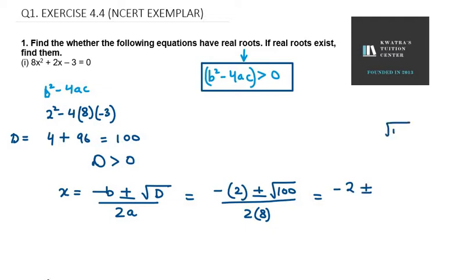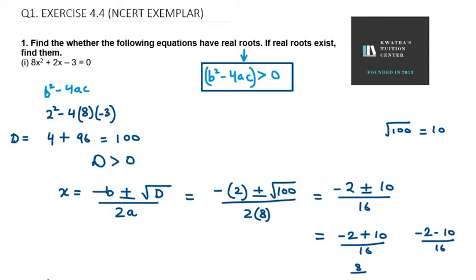Here is minus 2 plus minus under root 100, which can be written as 10, so plus minus 10 over 16. So you get two values here, that is minus 2 plus 10 over 16, and the other is minus 2 minus 10 over 16. So it will be 8 over 16, which can be written as 1 over 2. And minus 2 minus 10 can be written as minus 12 over 16. So we get minus 3 over 4. So we get two roots as half and minus 3 by 4.